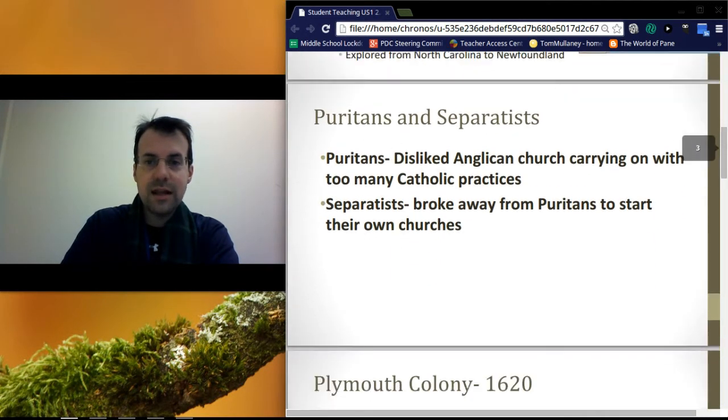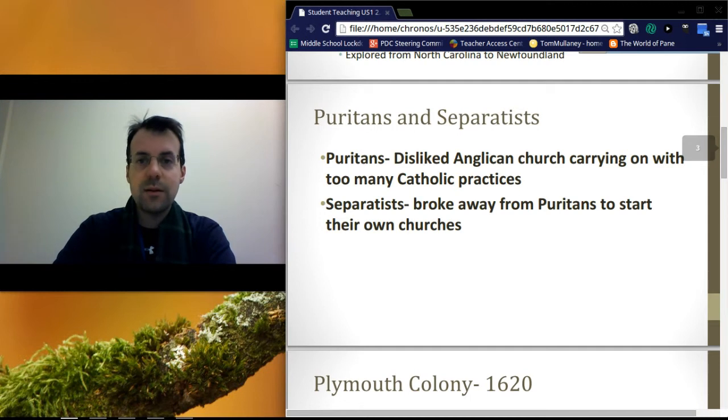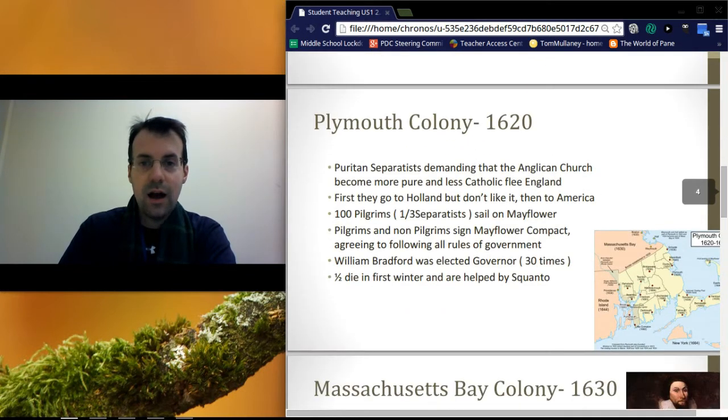Now let's go back to England for a second here. So Puritans and separatists. The Puritans disliked the way the Anglican or Church of England church carried on with too many Catholic practices. And then you had separatists who broke away from the Puritans to start their own churches. So we get Plymouth Colony.